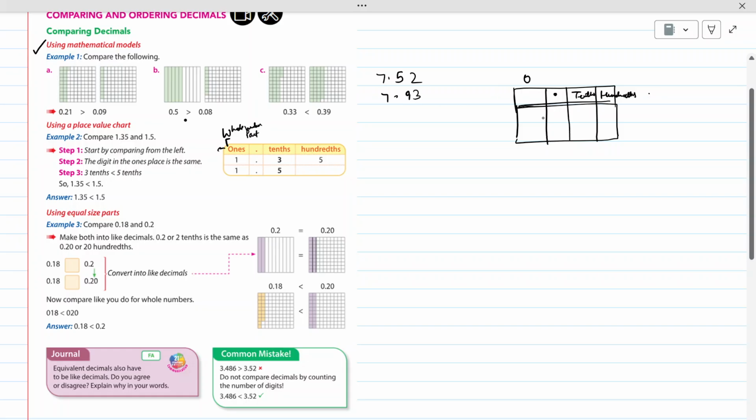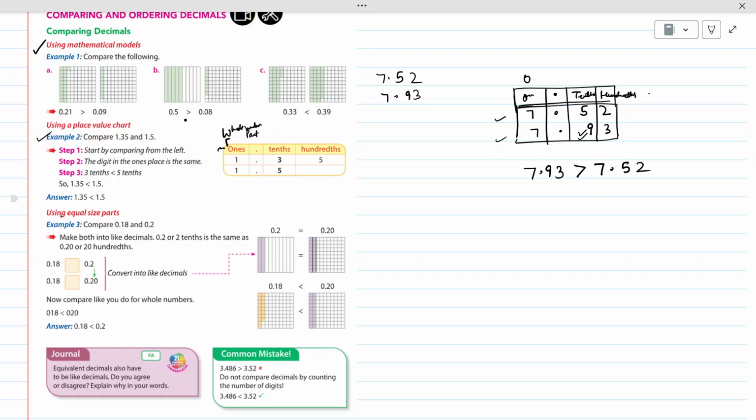Now let me take the number 7.52 and another number, 7.93. When we compare these, the number at the ones place is the same, so we have to go to the numbers after the decimal point. At the tenths place, 5 is there and 9 is there, and we know that 9 is greater than 5. So that means this complete number 7.93 is greater than 7.52. So here we have compared using a place value chart.